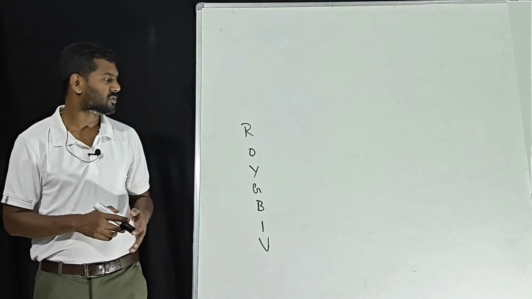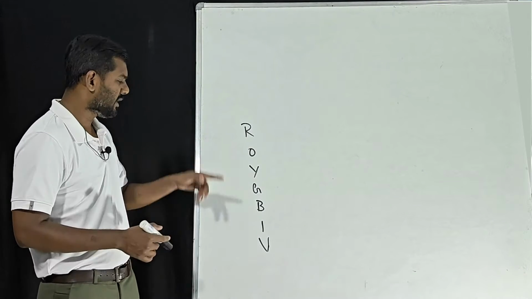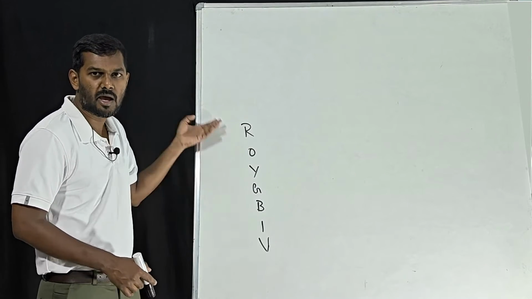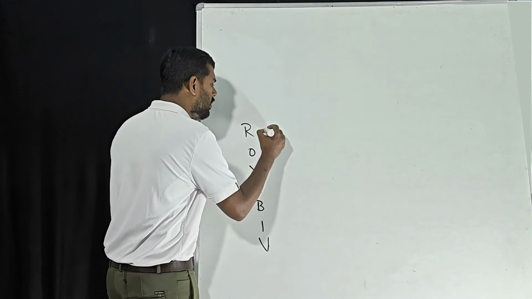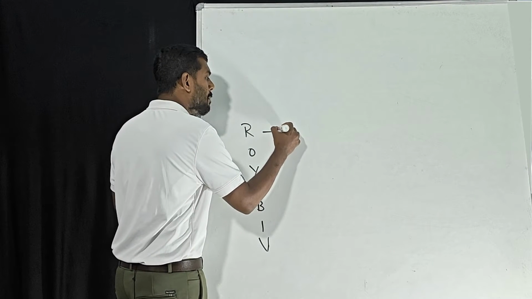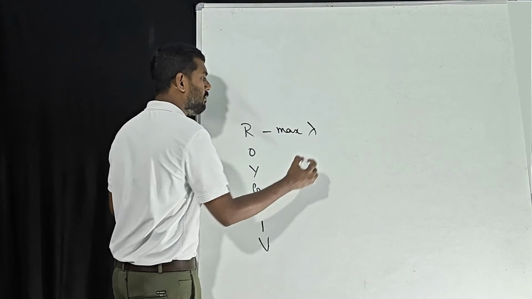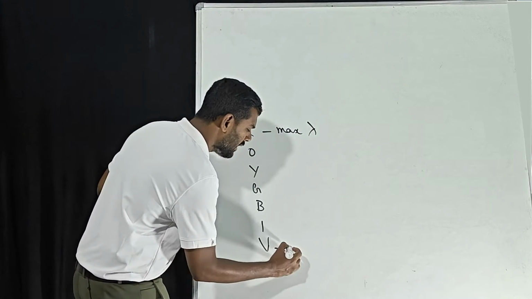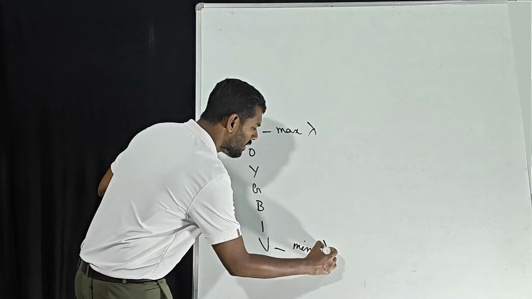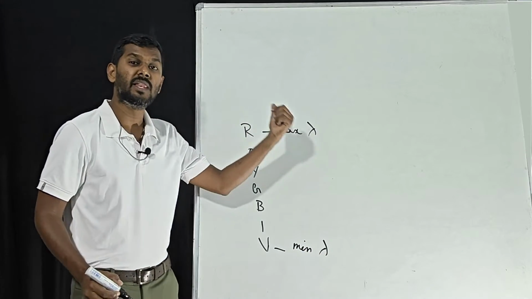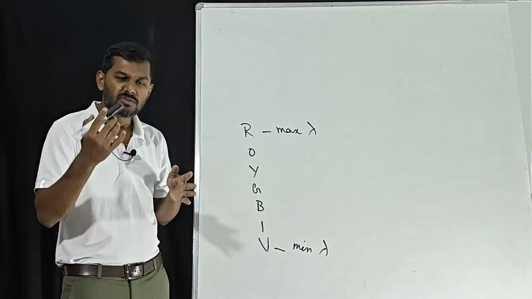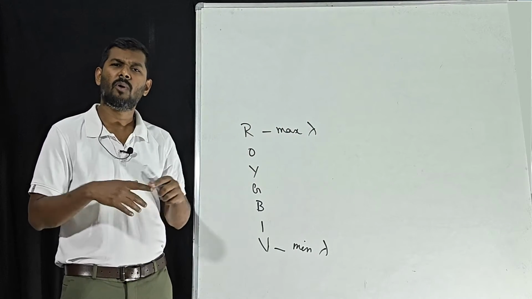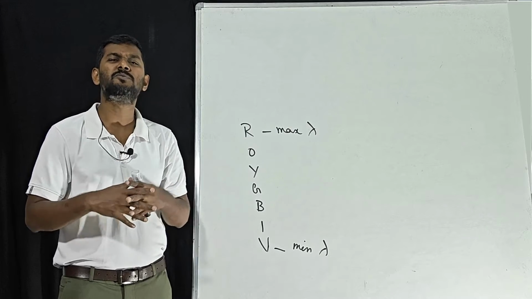Before starting our first question, we need to know some basics. We have to write VIBGYOR from bottom to top. Here we need to know red has maximum wavelength compared to all these colors, and violet has minimum wavelength. What is the meaning of maximum wavelength? It is very simple. Maximum wavelength means scattering will be less. What do you mean by scattering? Scattering is nothing but spreading.